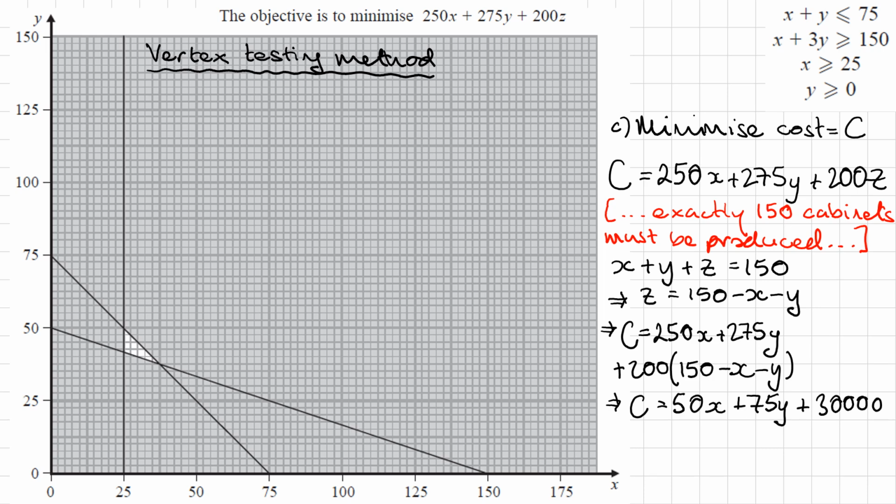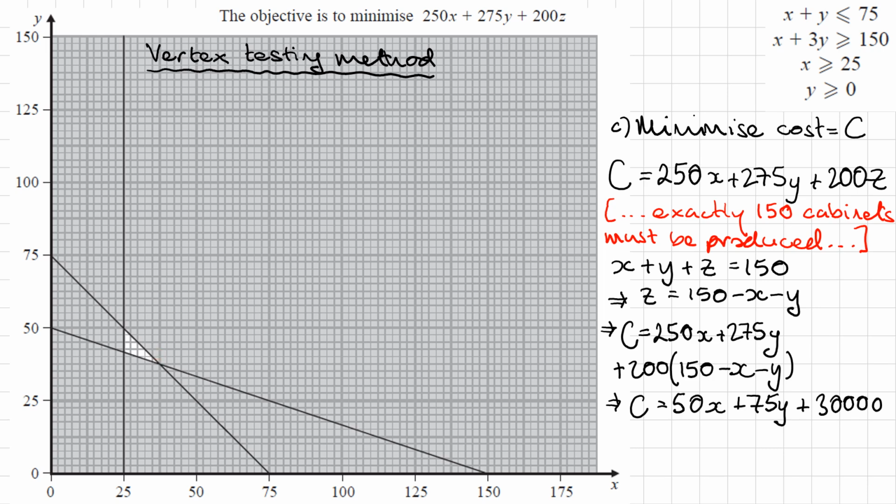Now I could use the method where I draw the objective line and use that to find the point that's going to give me a minimized cost. That's difficult to do on something like this. If I was doing it on a camera or something, I could show that visually. It's difficult to do it like this. So I'm going to be using the vertex testing method, which is an alternative way of finding the point that gives you the minimum cost.